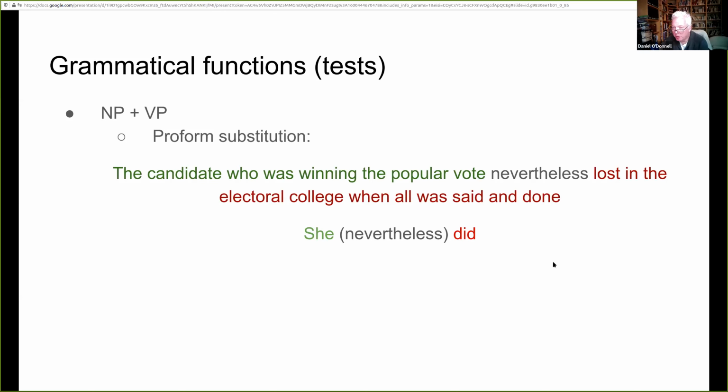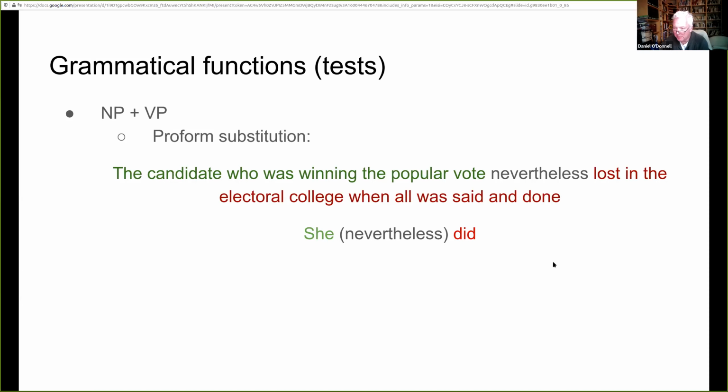You look at what I replace. She lost the electoral college when all was said and done. That shows you that the candidate who was winning the popular vote is the noun phrase. And the candidate who was winning the popular vote did. That shows you that lost the electoral college when all was said and done is the verb phrase. She did. And nevertheless, well, it's an adverb.